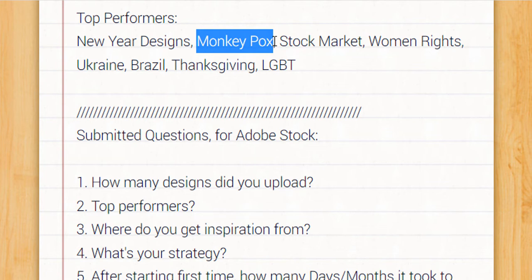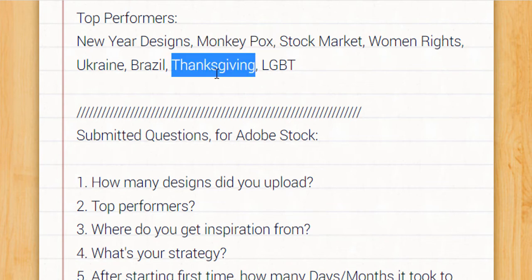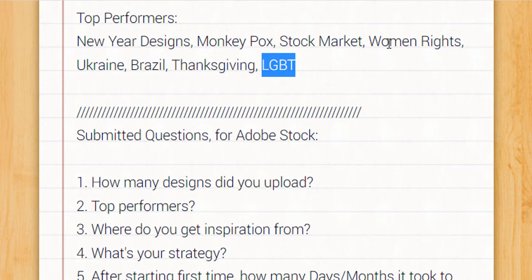Monkeypox performed well on both of the platforms. Same goes for some of these. For example, Thanksgiving performed well in Adobe Stock, but did not go well in Shutterstock. LGBT was better in Shutterstock as compared to Adobe Stock. So it varies. Okay, that's my point.